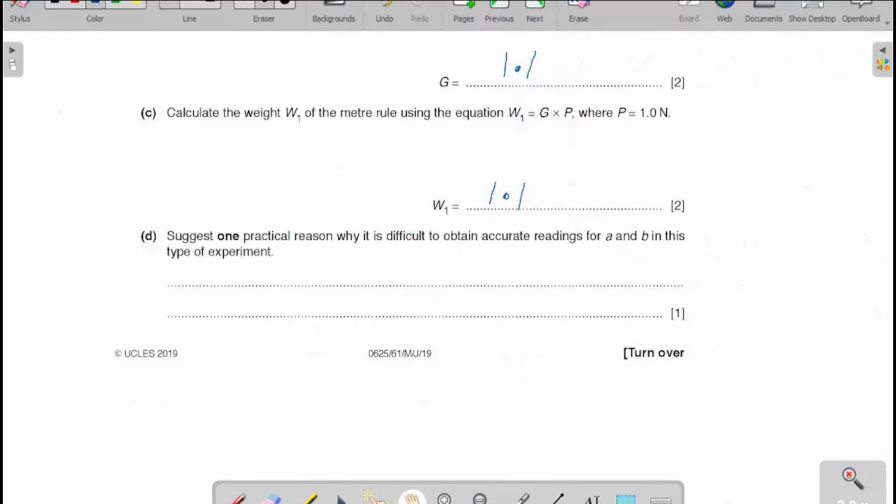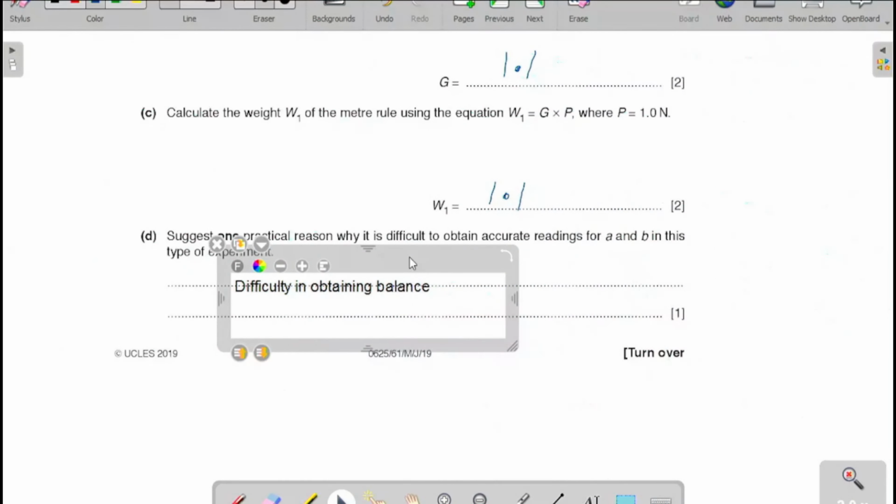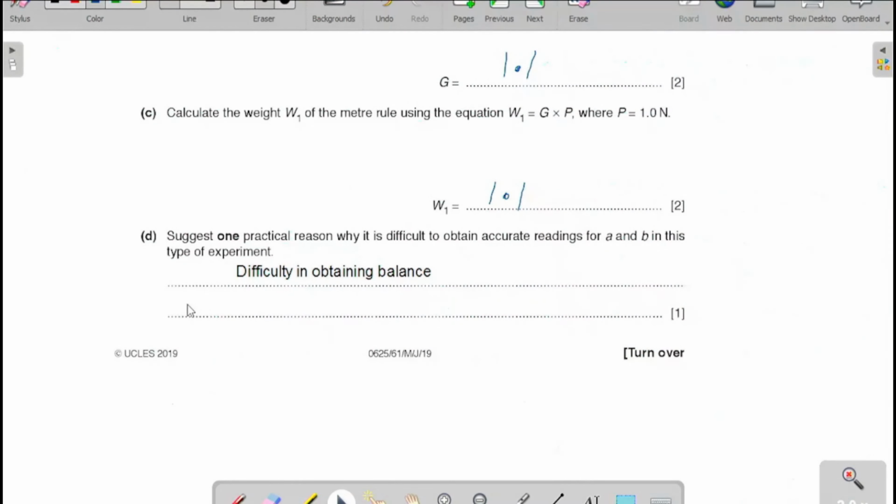Suggest one practical reason why it is difficult to obtain accurate readings for A and B in this type of experiment. So why is it difficult to obtain accurate reading? This is a moment experiment. The first thing I want you to look at is that it may not be easy for you to obtain balance. Difficulty in obtaining balance. That is a reason.